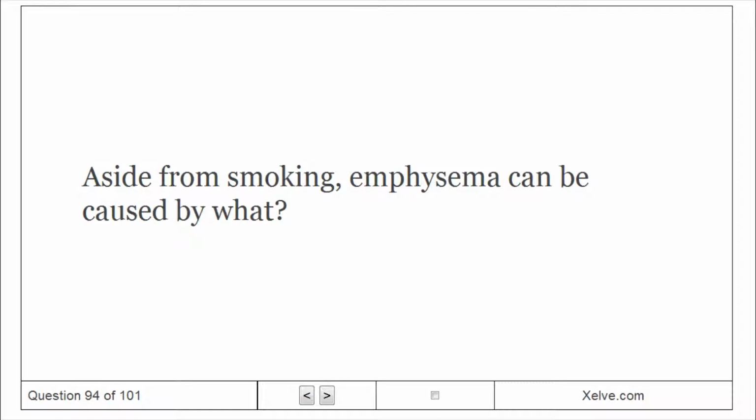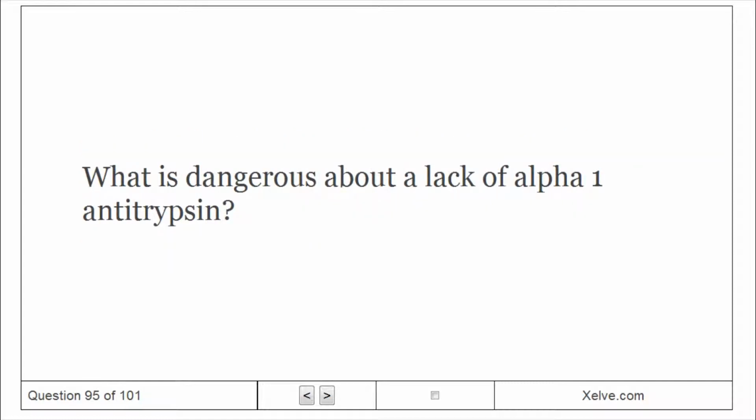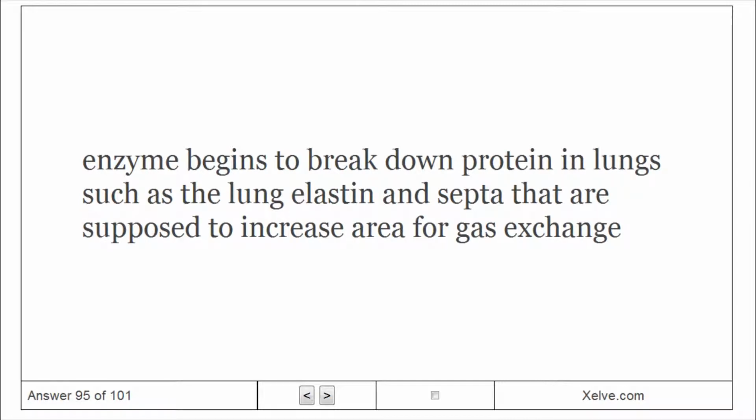Aside from smoking, emphysema can be caused by what? Genetic disorder in which there is an alpha-1 antitrypsin deficiency that can't inhibit the function of the enzyme that breaks down proteins. What is dangerous about a lack of alpha-1 antitrypsin? Enzyme begins to break down protein in lungs such as the lung elastin and septa that are supposed to increase area for gas exchange.